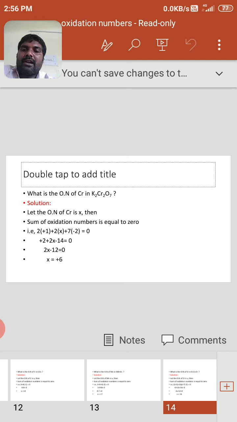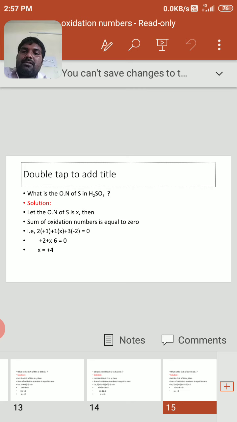And here, potassium dichromate: simple, we have to calculate the oxidation number of chromium. We know the oxidation number of the remaining elements: potassium is +1 and oxygen is -2. Simply substituting those values, we get the answer +6.